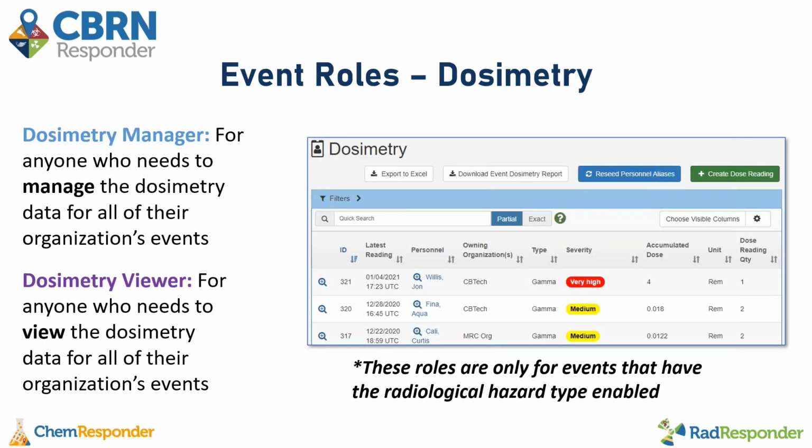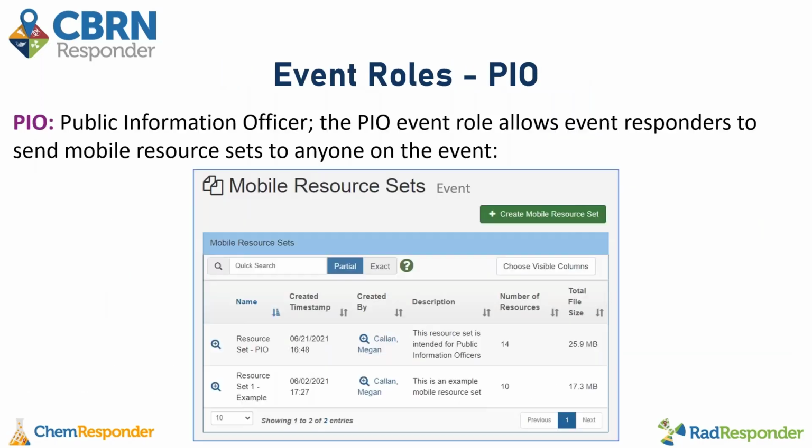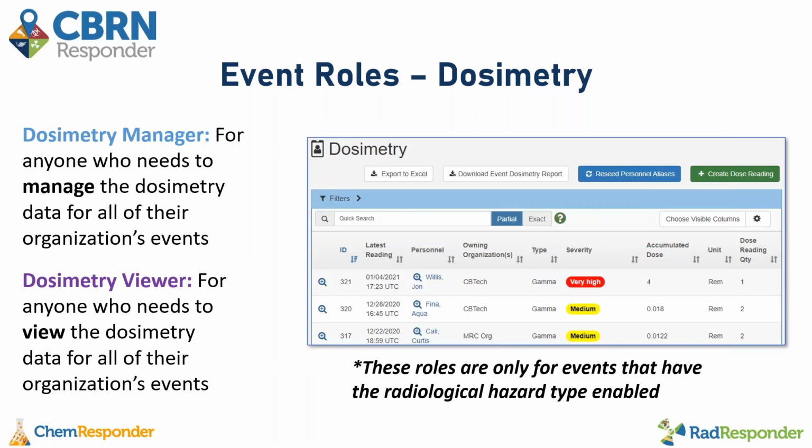There are two dosimetry roles at the event level. The dosimetry manager is for anyone who would need to manage the dosimetry data for all of the events that their organization sponsors. And the dosimetry viewer is for anyone who would need to view the dosimetry data for all of their organization's events. And just a reminder on that, this is only for events that have the radiological hazard type enabled. So if it's a chem only event, you will not see these roles or the dosimetry page.